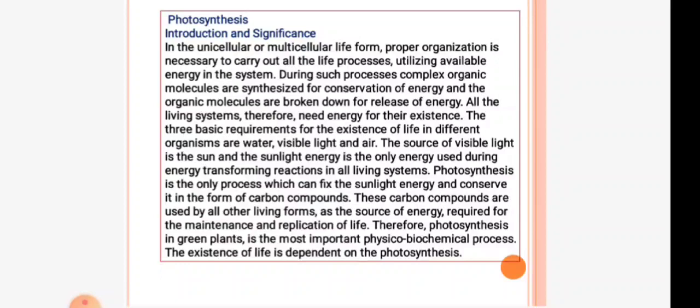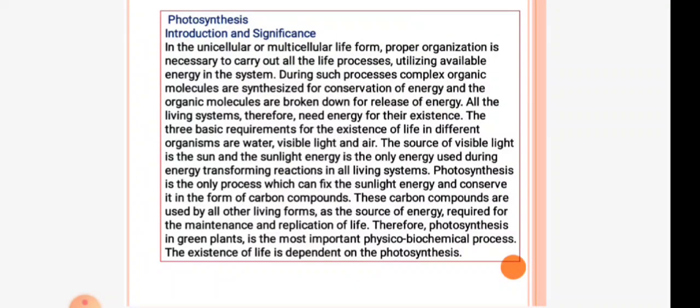In unicellular or multicellular life forms, proper organization is necessary to carry out all the life processes, utilizing available energy in the system. During such processes, complex organic molecules are synthesized for conservation of energy, and organic molecules are broken down for release of energy. All living systems therefore need energy for their existence. The three basic requirements for the existence of life in different organisms are water, light and air.